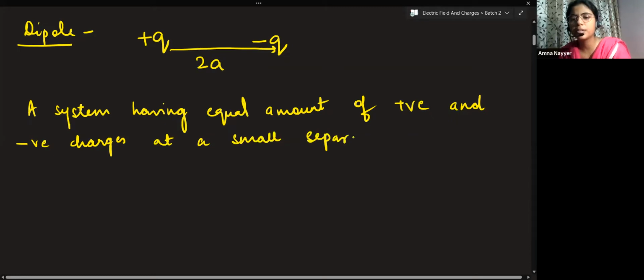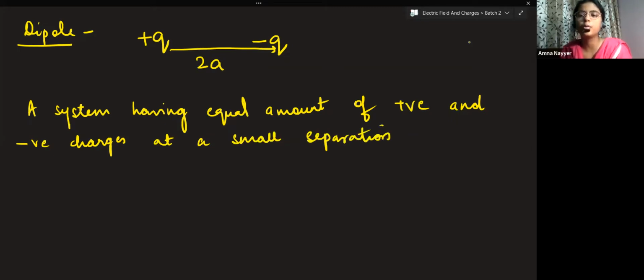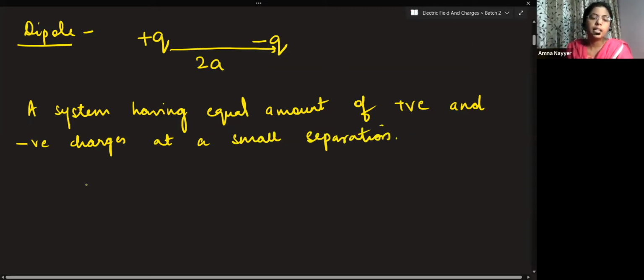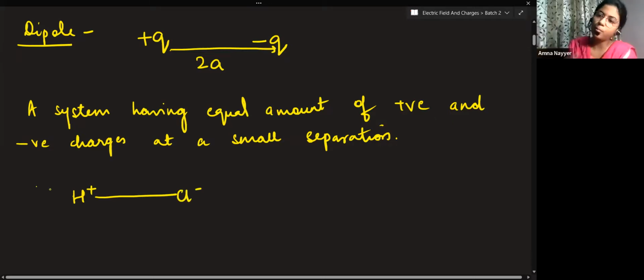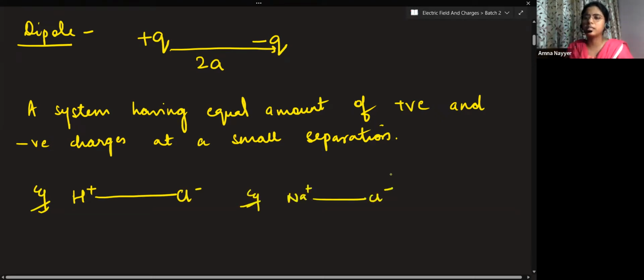So I think in your chemistry also you must have done dipole. In chemistry also you must have seen, like if you have a molecule of HCl, so H plus, Cl minus, with a certain separation between them, this is your dipole. This also forms your dipole. Or another example, let us take Na plus with some separation with Cl minus. NaCl also makes a dipole.